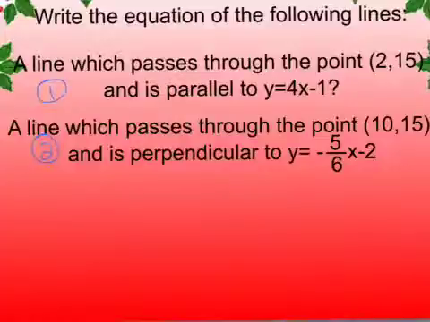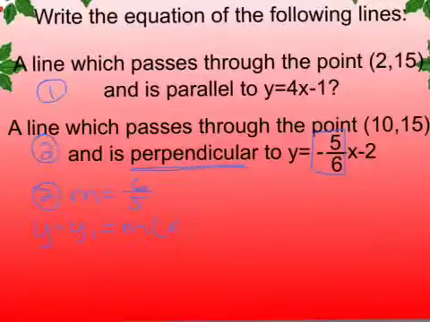Now looking at the second example, a line which passes through the point (10, 15) and is perpendicular to y equals negative 5/6x minus 2. Well, if it's perpendicular, that means we want our slope to be the opposite reciprocal of that. Well, this is a negative, so we want to make it positive, and the reciprocal of 5/6 is 6 over 5. You can leave it as an improper fraction. Again, we have point and slope, so it would be easiest to use the point-slope formula.